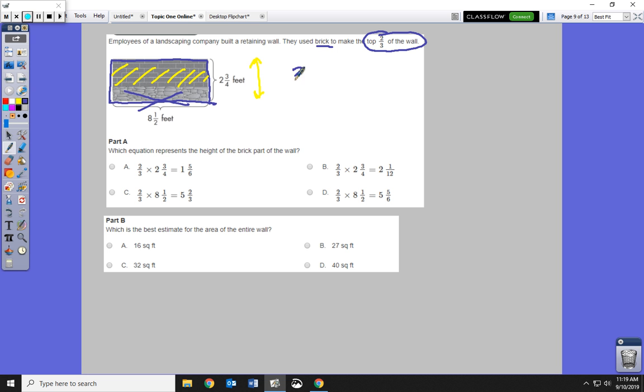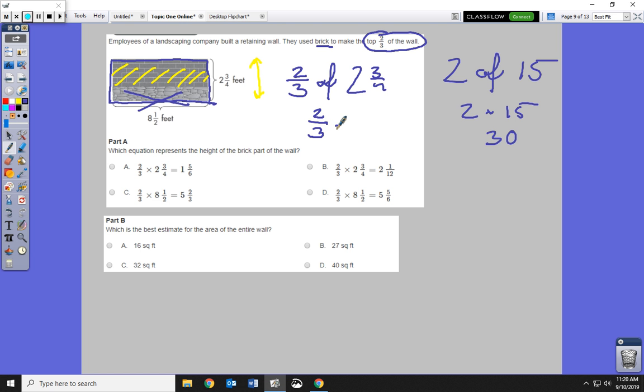So it's 2/3. "Of" is a fancy word for multiplication. You think about it this way: I have two groups of 15. That would give me 2 times 15, which is 30. This is no different. Now we take 2/3 and we multiply it by 2 3/4. Remember, we have two groups of 4 plus 3 extra that are not in a group of 4. That gives me 11/4.